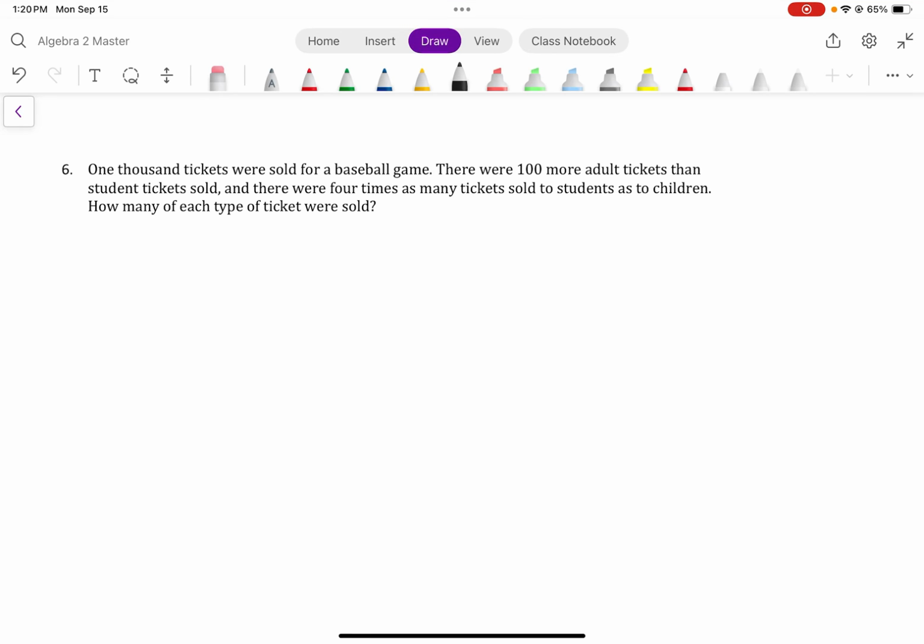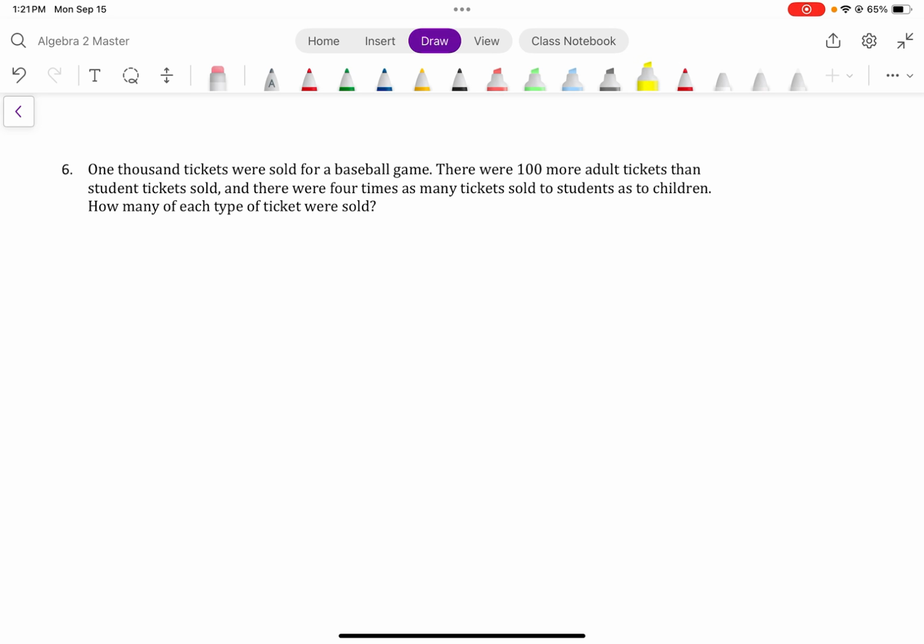In this video, we're going to be doing one more word problem where we have to reorganize a couple different equations. So number 6 says 1,000 tickets were sold for a baseball game. There were 100 more adult tickets than student tickets sold, and there were 4 times as many tickets sold to students as to children. How many of each type of ticket were sold?